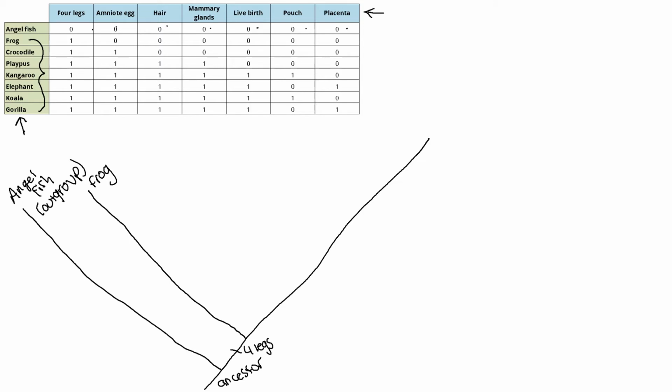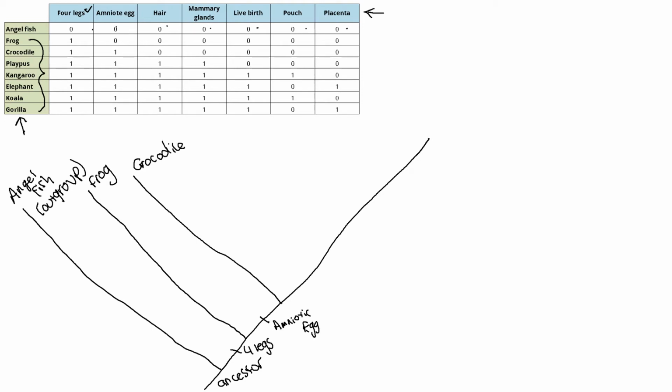Now if we look at this data table, we have the next character. We took care of the four legs, so we're done with that, and we know that every other organism after this has that, so we don't have any concerns at this point. Then we have the amniotic egg. The crocodile has the amniotic egg, but the angelfish and the frog do not, and everything else also has the amniotic egg. So we can put the amniotic egg here. We know that the next thing to diverge is the crocodile, so crocodile will go here.